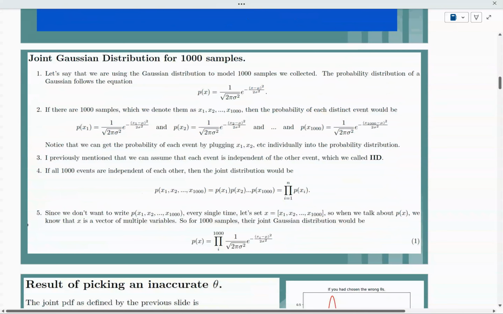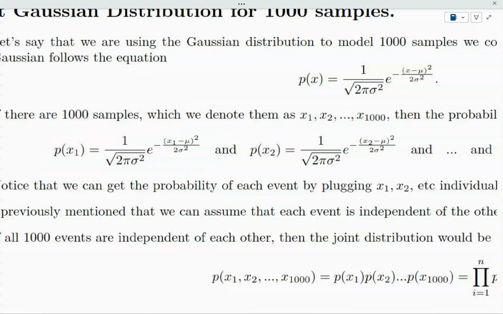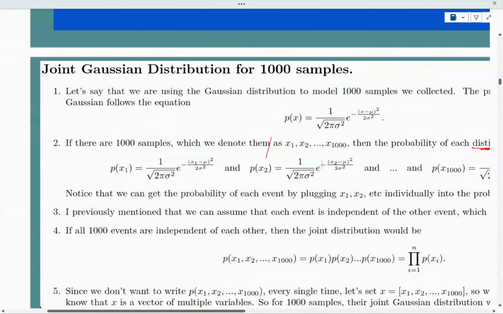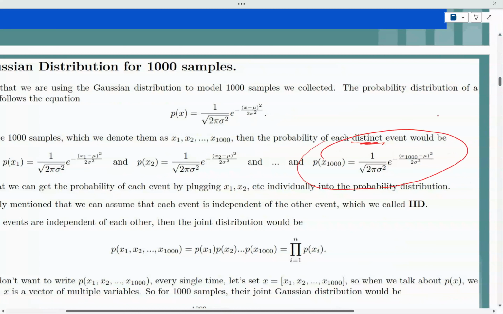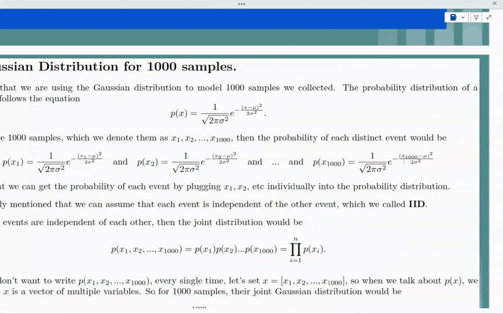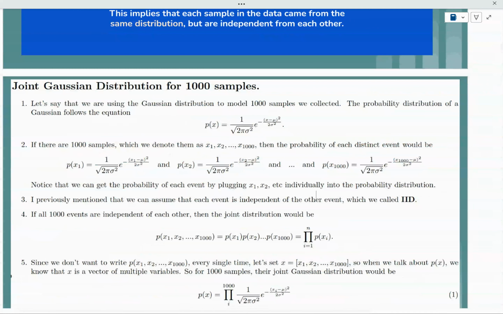Notice how we put x1 here, right? So probability of x1, and then probability of x2, then we put x2 here, and probability of x3, x4, so on and so forth, all the way to the probability of x1000. So now we have the probability distribution for all 1,000 samples. This is sample 1, sample 2, all the way to 1,000 samples. So notice that we can get the probability of each event by plugging in x1, right?